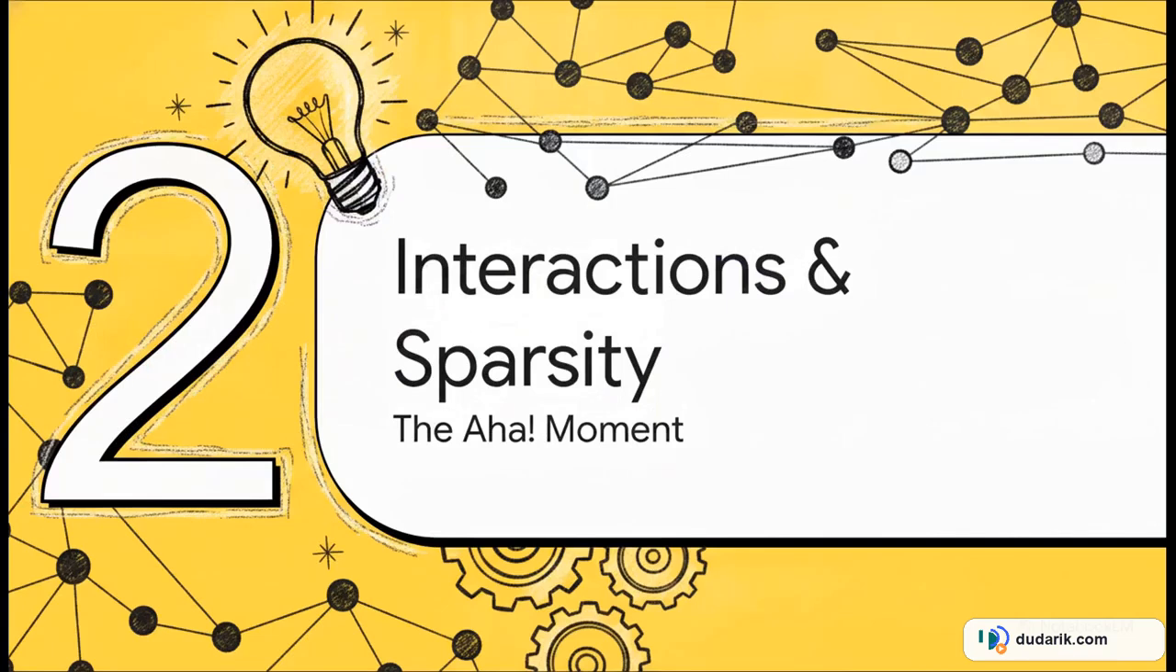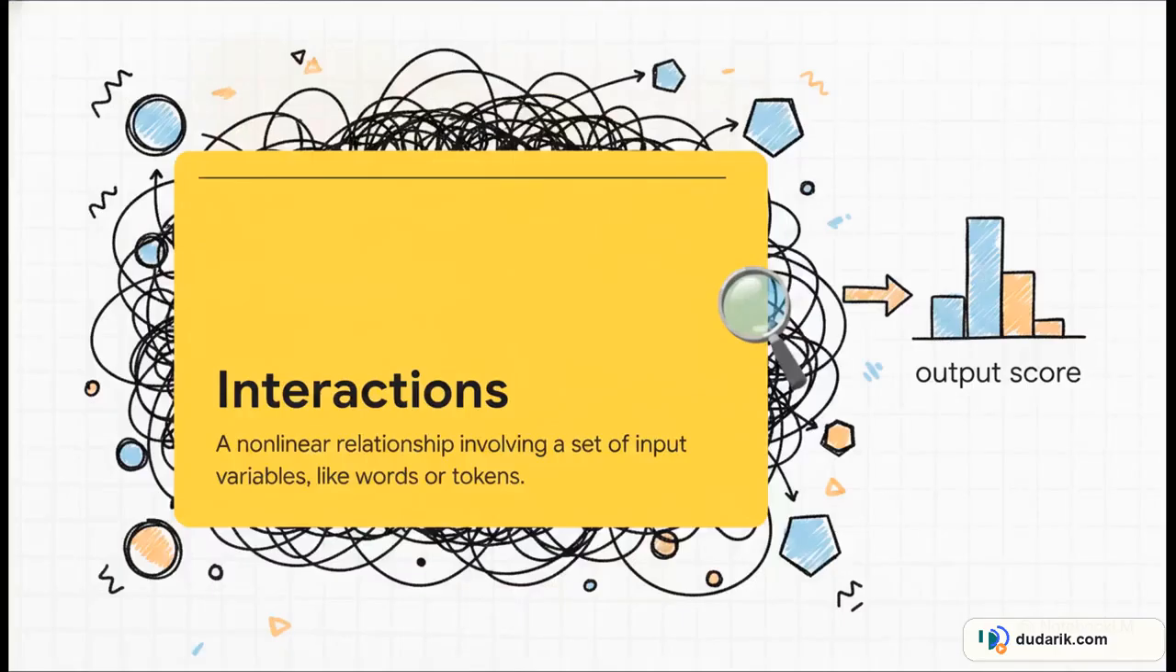Moving to Section 2. Unlocking interactions and sparsification. This is really the aha moment of the paper. To really grasp this breakthrough, we have to look at how these researchers modeled LLM outputs. They treated the output as a compositional function of input interactions. So what exactly is an interaction? Basically, it's a nonlinear relationship involving a set of input variables, like your tokens or words, that combine to produce an LLM's output score.